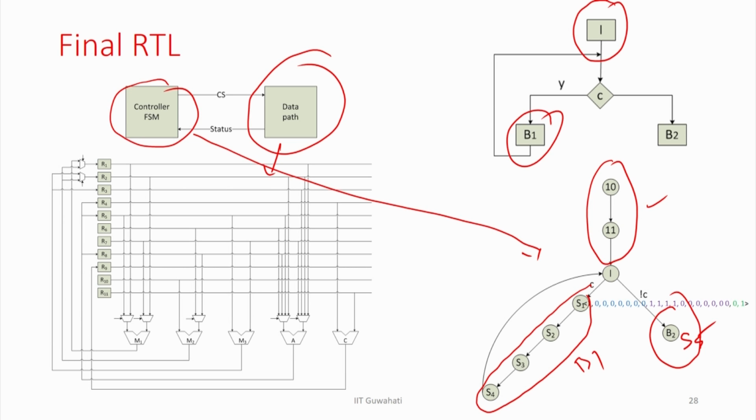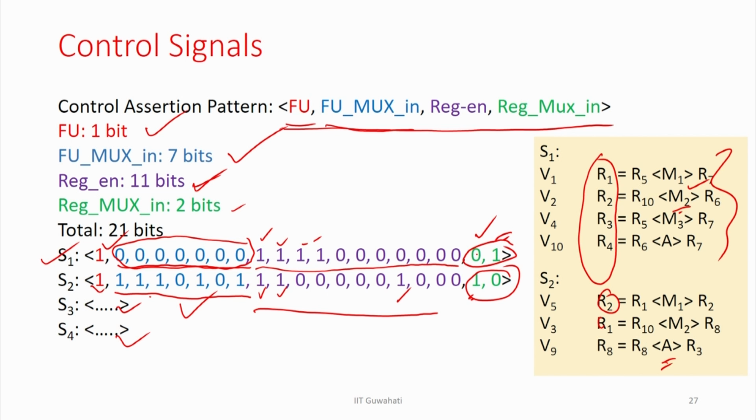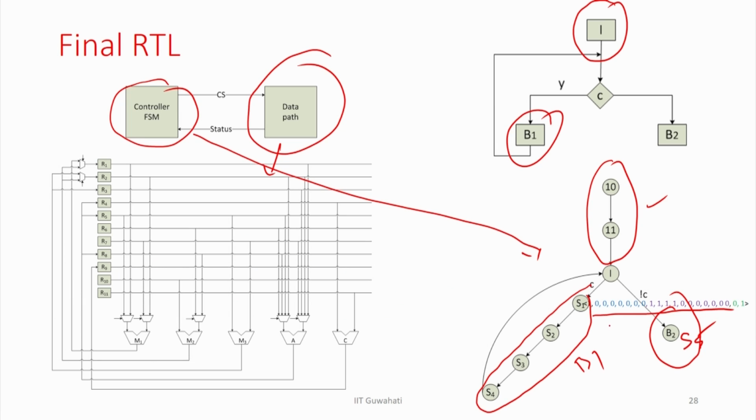In the controller, every time step it generates the control assertion pattern, right. I just talked about the control assertion patterns of S1 and S2. S1 has some control assertion pattern, S3 also has some, S4 also some, here also, here also and here also. The assertion is such that it is going to execute only that read, because in this block I am reading from ports, so that will execute the read operations from ports. Here, for the basic block B1, are all the operations that we discussed, right.